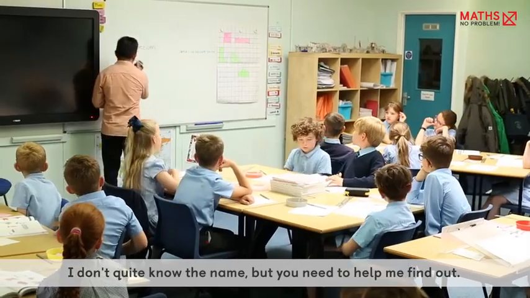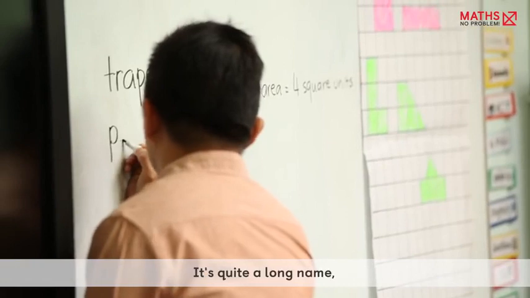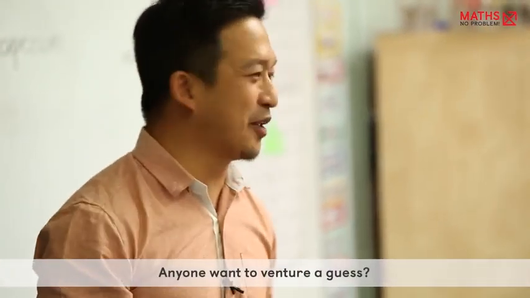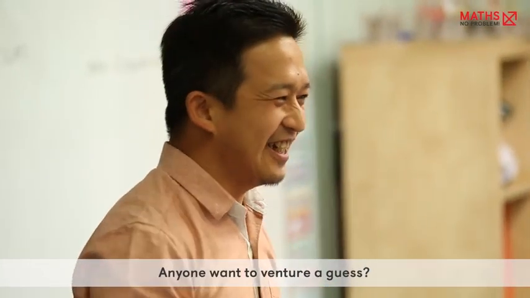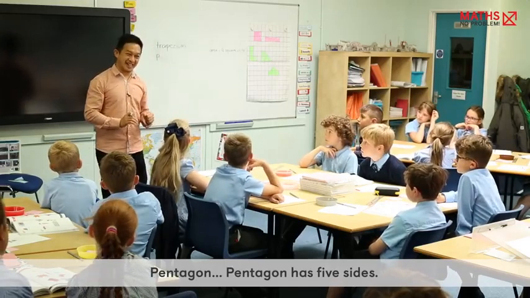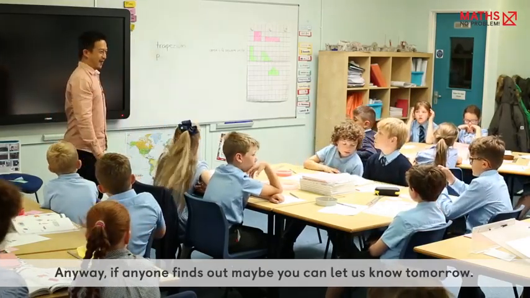I don't quite know the name, but you need to help me find out. It starts with the letter P. It's quite a long name, hence I cannot remember it. Anyone want to venture a guess? Pentagon? Pentagon have 5 sides. Anyway, anyone find out? Maybe you let us know tomorrow.